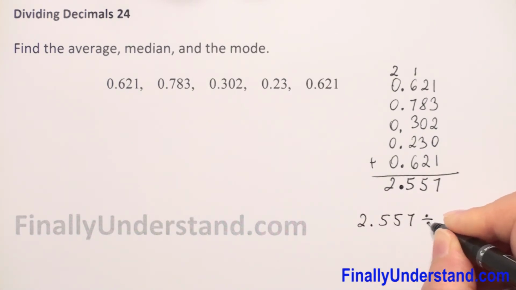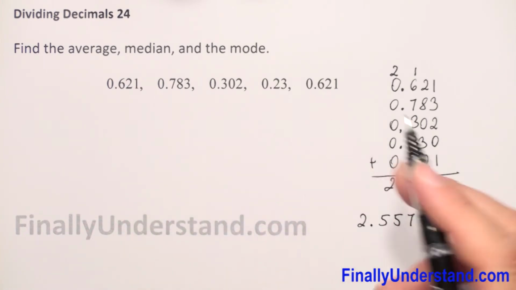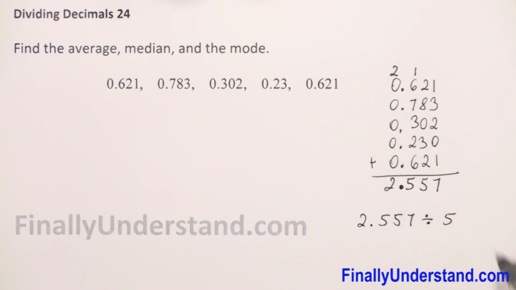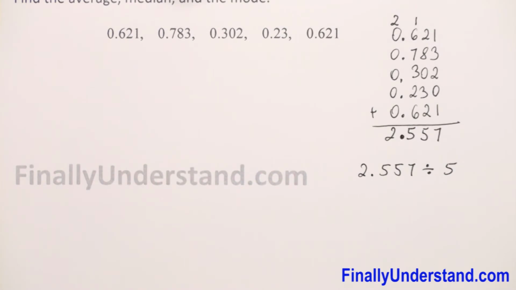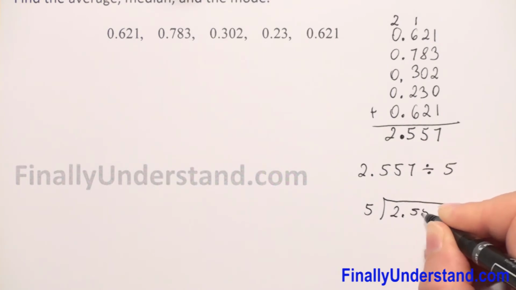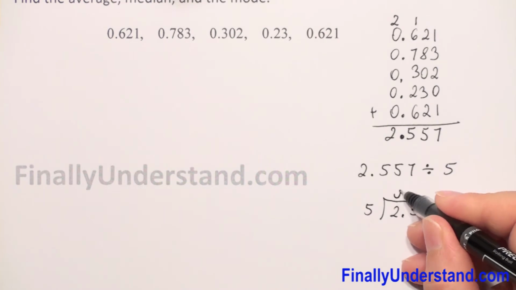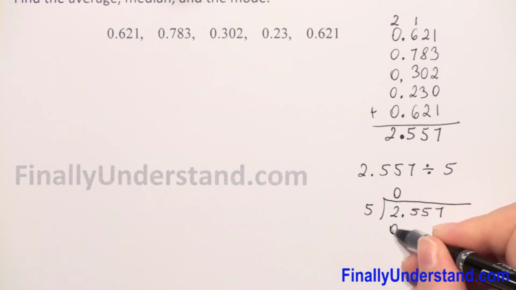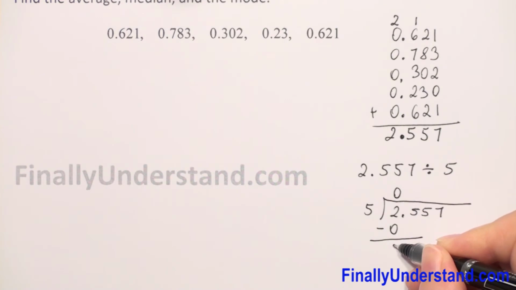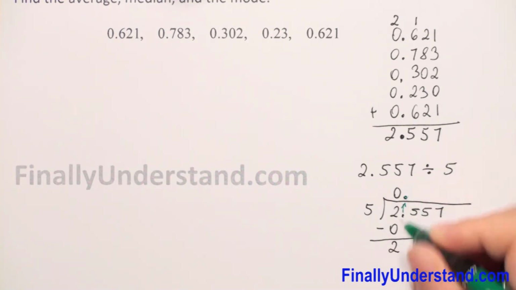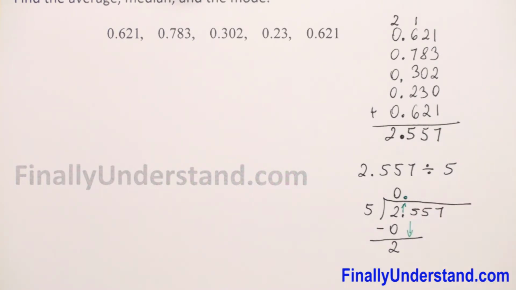2.557 we have to divide by 5, because we have 5 numbers. We will do long division. The divisor is a whole number, so we only have to set up long division. 5, and we have 2.557. How many times does 5 go into 2? 0. 0 times 5 is 0. Subtraction: 2 minus 0 is 2. What next? We place the decimal point exactly in the same column, and we take down the next digit.